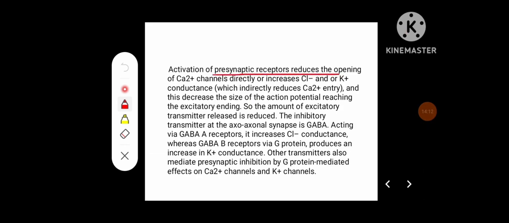Activation of presynaptic receptors reduces the opening of calcium channels directly or increases chloride and potassium conductance, which indirectly reduces the calcium entry, and this decreases the size of the action potential reaching the excitatory ending. So the amount of excitatory transmitter released is reduced.